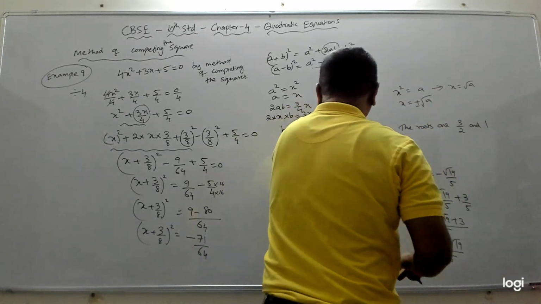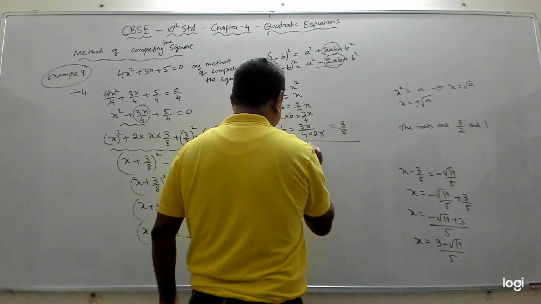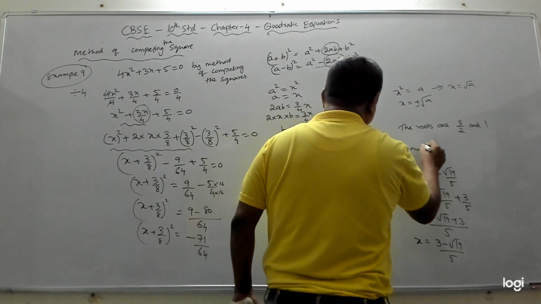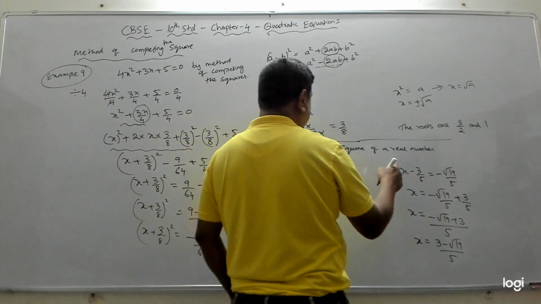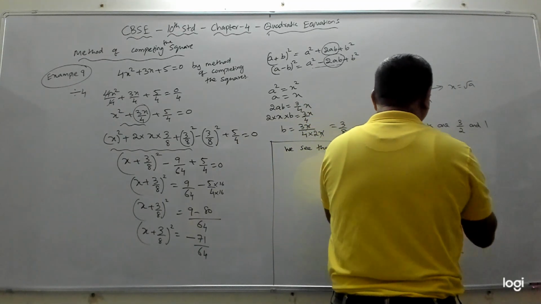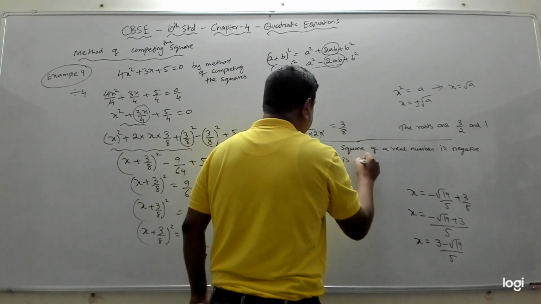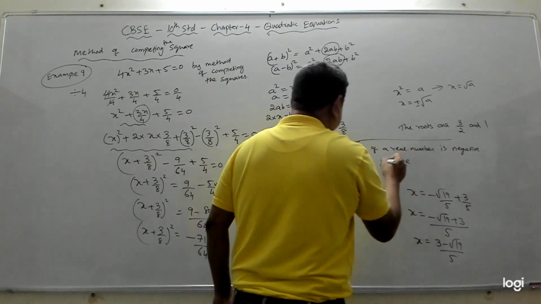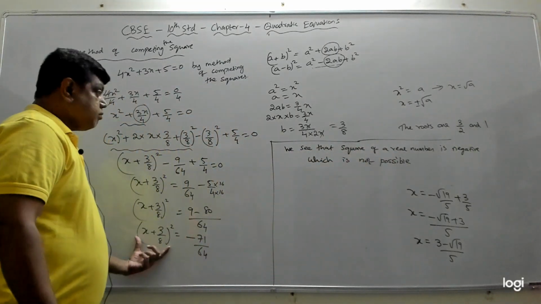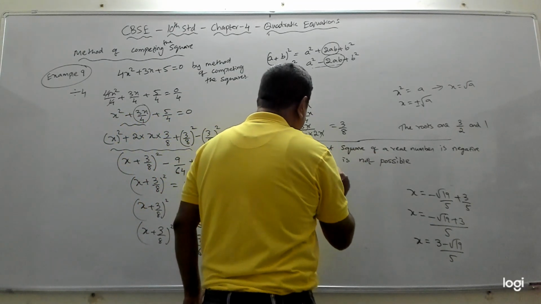So how do we proceed here? We will say we see that the square of a real number is negative, which is not possible. The square of a number cannot be negative. So we see that the square of a real number is negative, which is not possible. So therefore, the quadratic equation does not have a solution.